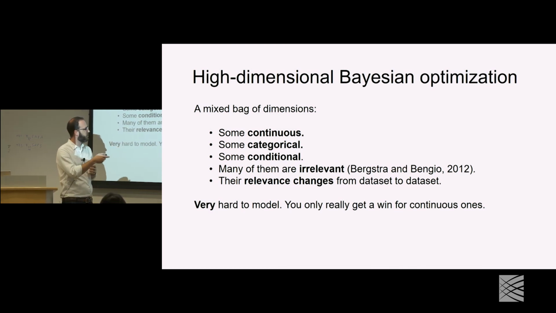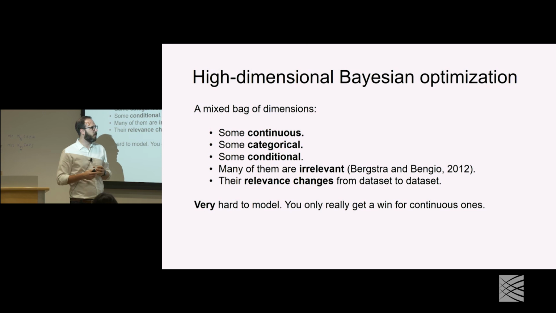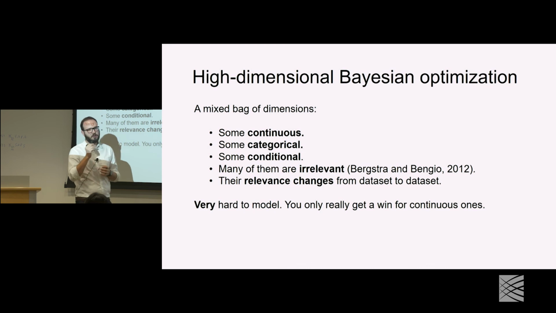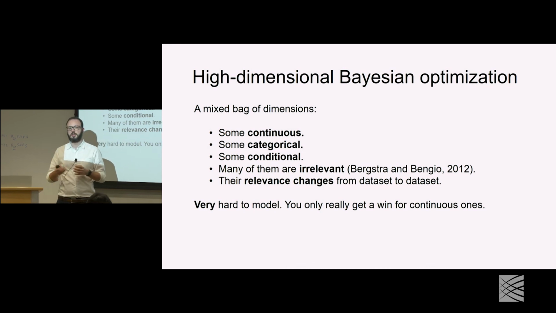Many dimensions, and this goes back to what I was saying before, many of these dimensions are irrelevant. And the relevance or irrelevance of a dimension changes from dataset to dataset, and it's very hard to predict. So my argument is that all of this makes this problem very hard to model, very hard to solve automatically, and you only really get a win when you have continuous parameters.